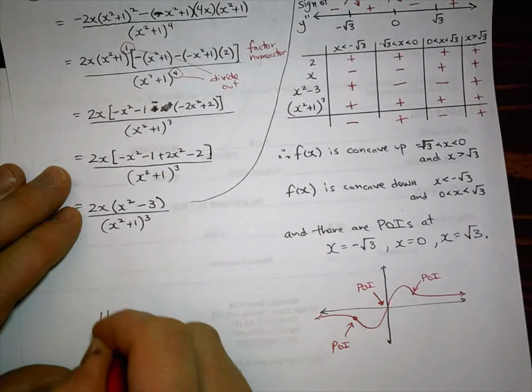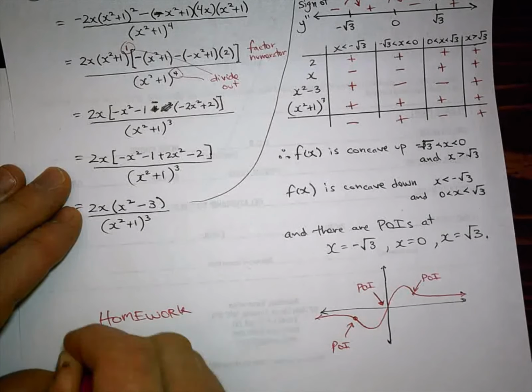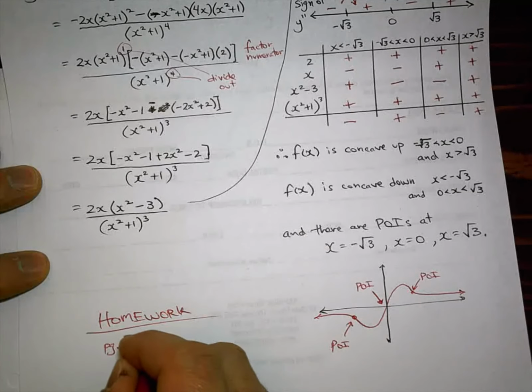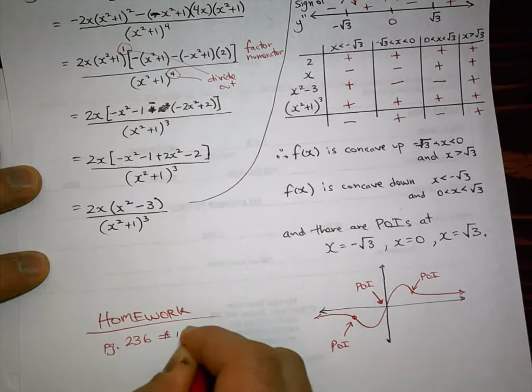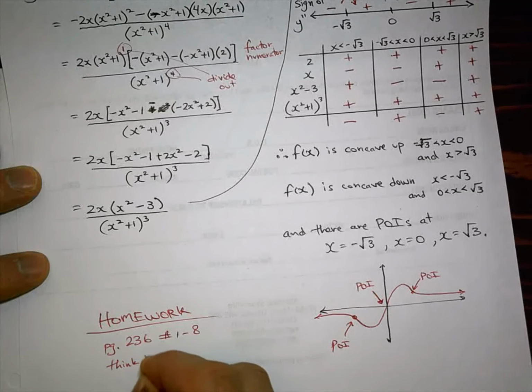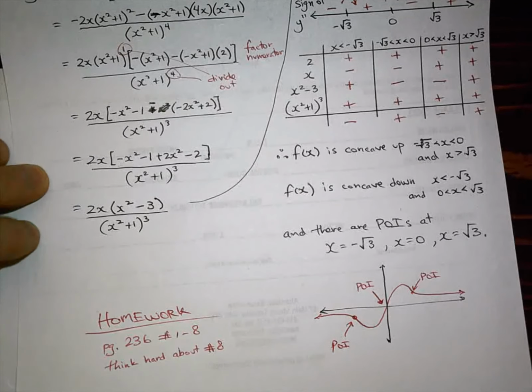Okay, that's it for today. That's a lot to digest. Our homework is page 236, number 1 to 8. And I put cryptically in my notes here from previous years, think hard about number 8. Well, as if you weren't thinking hard about all the questions. Anyways, good luck with that, and I'll see you next time.